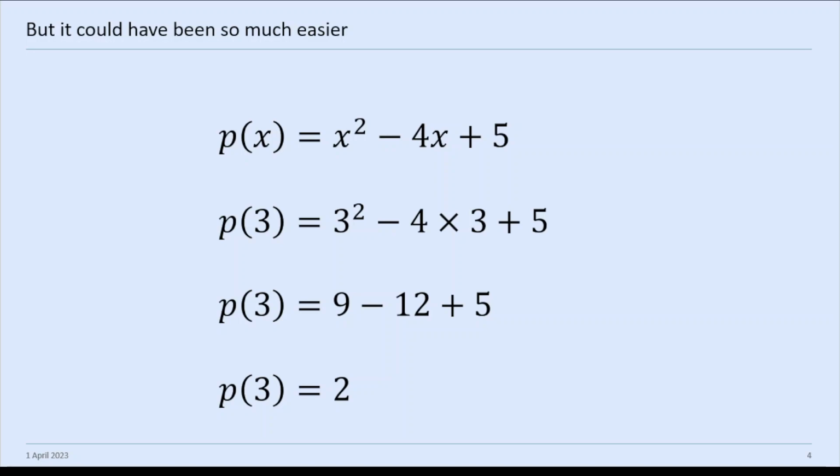Whereas if we just say, well, look, p of x is x squared minus 4x plus 5, that's the original polynomial. We put 3 in, we get 3 squared, which is 9, minus 4 times 3, which is 12, plus 5, just gives us a straight 2.